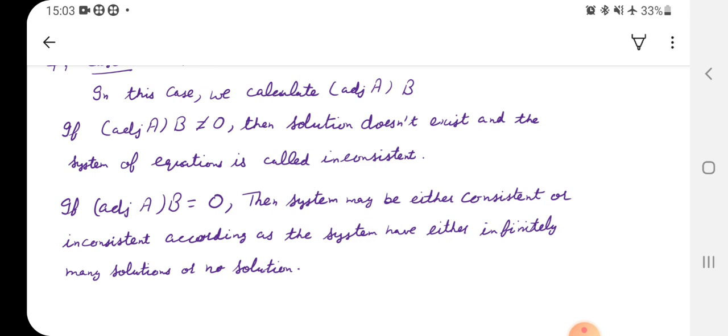Solution does not exist, and the system of equations is called inconsistent. All of you know the system of equations is called inconsistent whenever it does not have any solution. Now if adjoint A into B is 0, that is the null matrix or 0 matrix, then the system may be either consistent or inconsistent according as the system has infinitely many solutions or no solution. That is, we have to look at the system whenever adjoint A into B is the null matrix. We have to check whether it has infinitely many solutions or no solution. That means it is consistent or inconsistent.